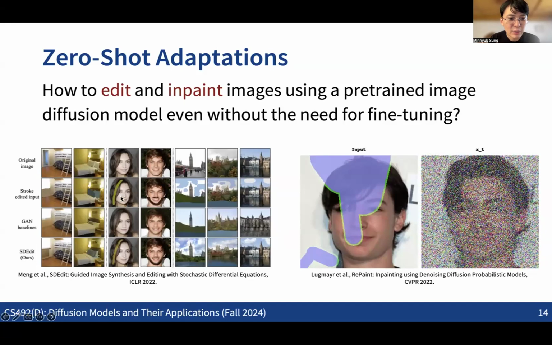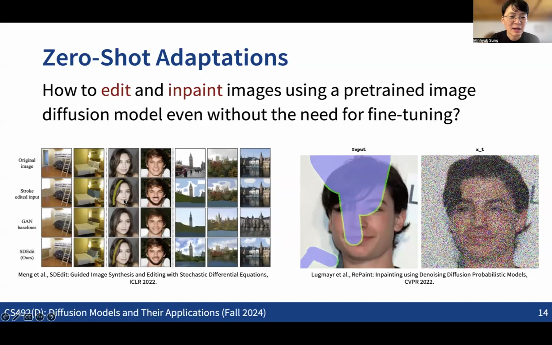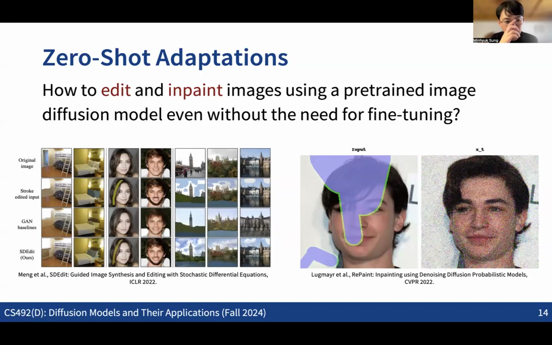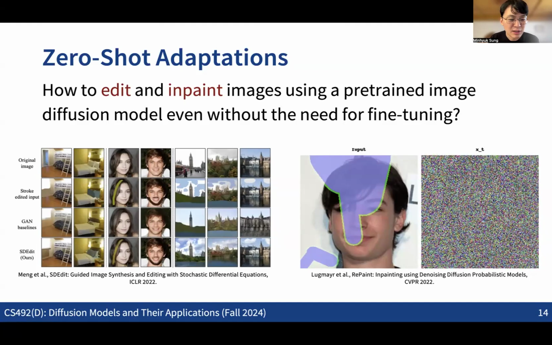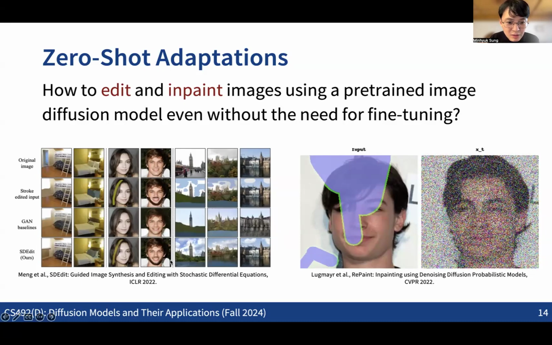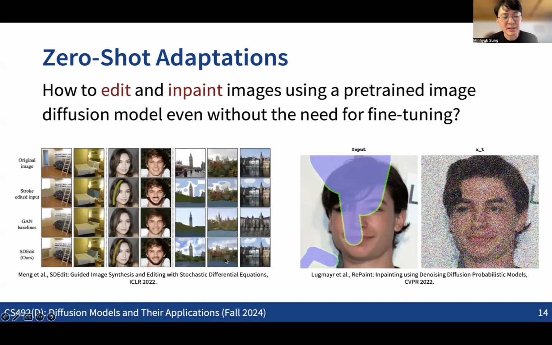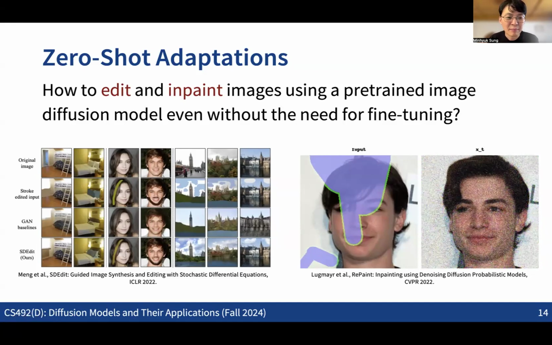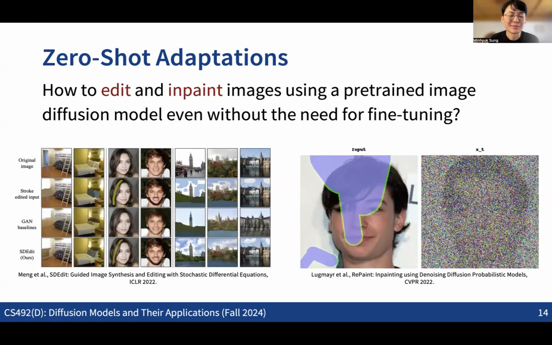And here the question is how we can convert these slightly unrealistic images with user inputs into the closest realistic images, like the ones shown in the last row. So these are some examples of image editing. And we're also going to see many other techniques that can do the same thing.